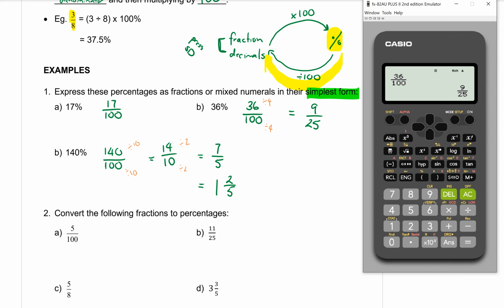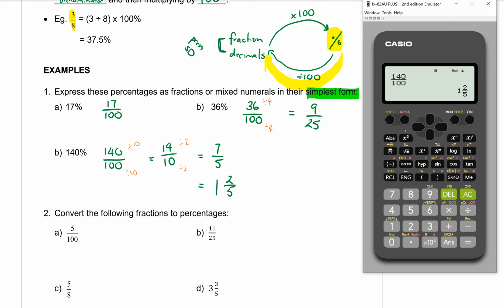Back to the very starting fraction, the 140 over 100. I can put 140 on the top, 100 on the bottom. It simplified it down to 7 over 5 straight away. To put it into a mixed numeral, you press the shift button and then SD, and it will change it into the mixed numeral for you. Okay? So as long as you know how to use your calculator, it will make your life very easy.